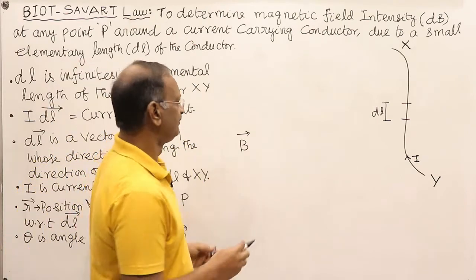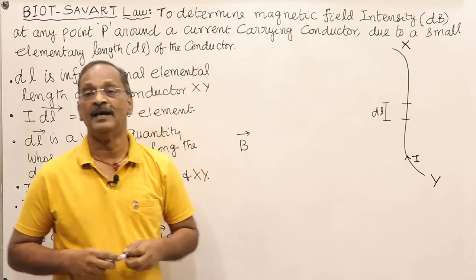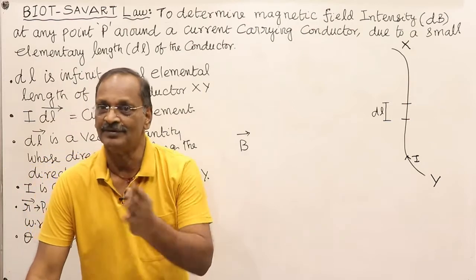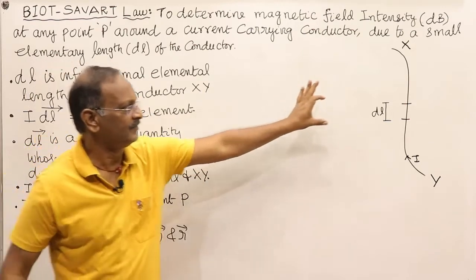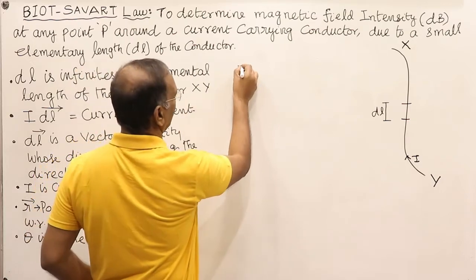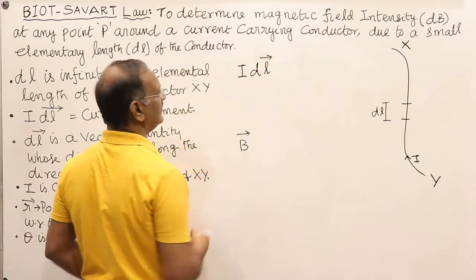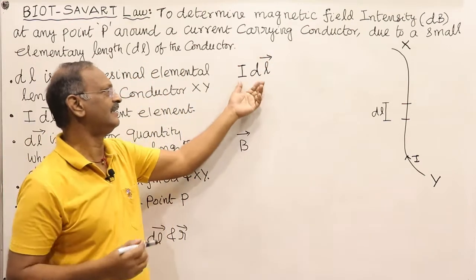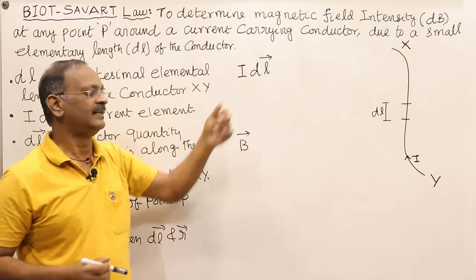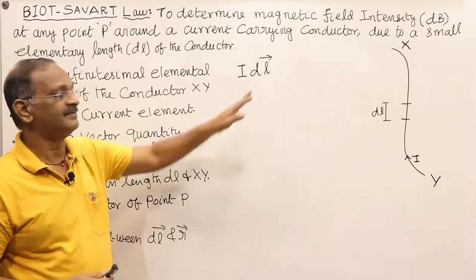And ideal, what is ideal? Ideal is the current element. That is, the current flowing in that small element, I into dl vector. Why is it called a vector? This is called the current element. Current through the elementary length is called the current element, so this is a vector quantity.